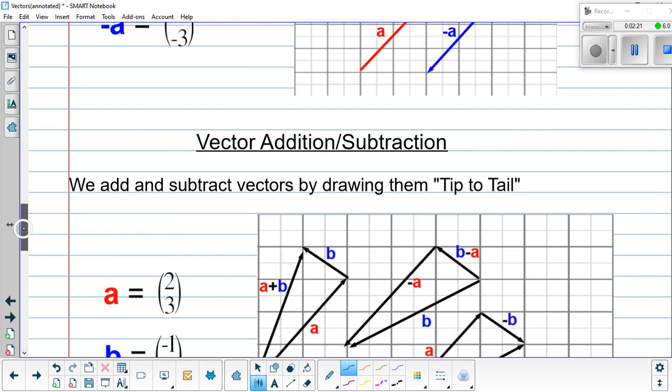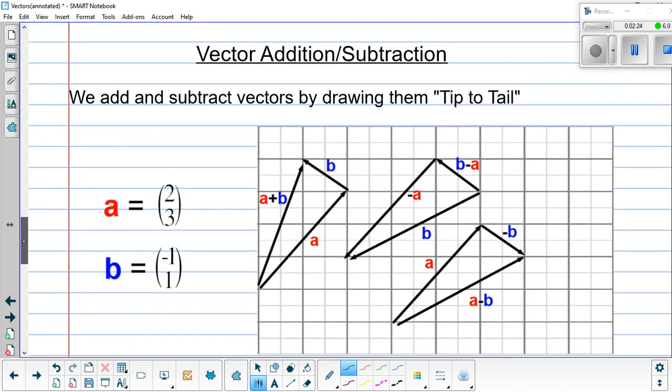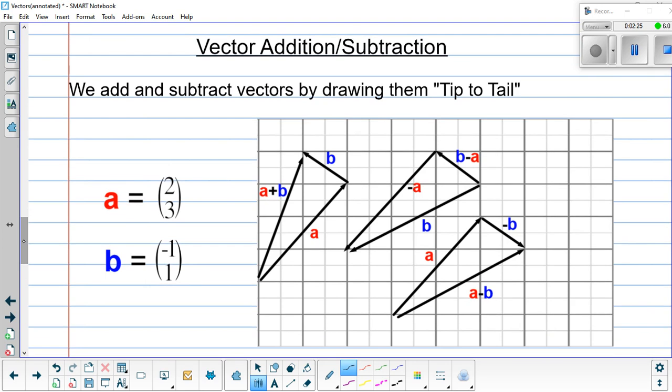Now we're talking about vector addition and subtraction. We're going to talk about adding and subtracting vectors by drawing them tip to tail. Notice with A plus B, I started at A down here. I traced along, and then after that, I drew in my B, and my resultant A plus B was from the start of A to the end of B. Hence, adding tip to tail, because this tip to this tail is how we put them together.